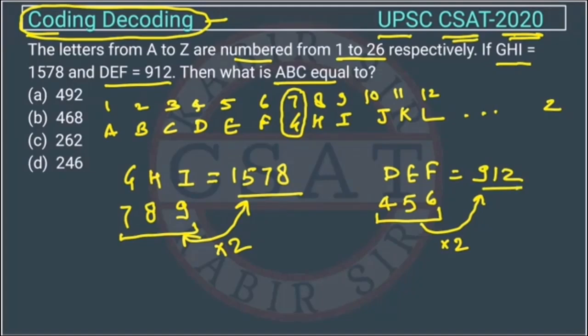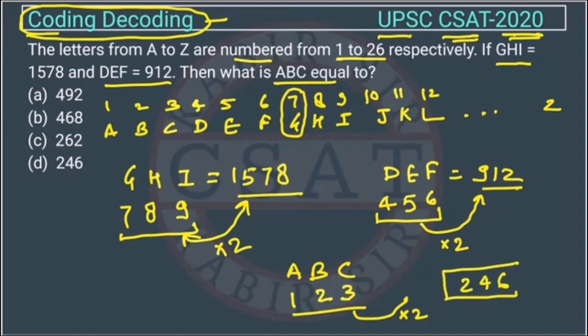So the same logic we will apply to code ABC then, right? Because we got the logic. So A is at position first, B is at position second, C is at position third, right? So this will be coded as, multiply it with 2. So this will come 2, 4, 6, right? So ABC will be coded as 2, 4, 6, right? So the answer will be option D. So this is the answer, right?